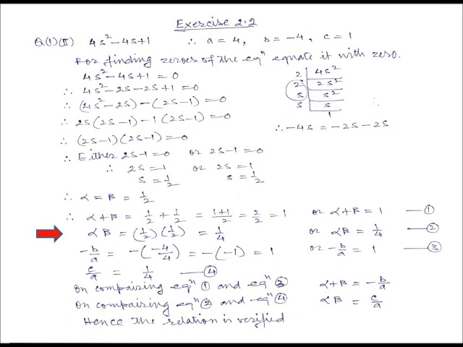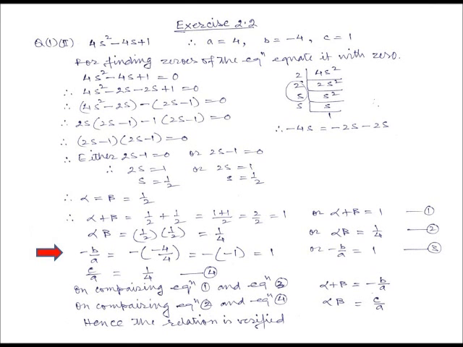Now taking the coefficients of the equation, we'll take minus b upon a, that will come equal to minus within bracket minus 4 upon 4, that will be equal to 1. Therefore, minus b upon a is equal to 1 is the third equation. Now dividing the coefficient c with a, we get 1 upon 4. This is equation number 4.